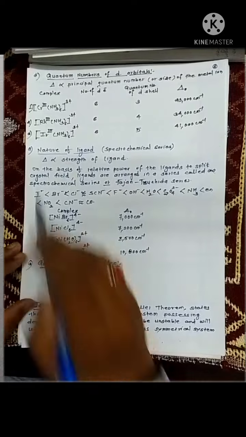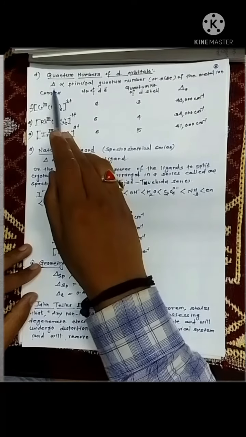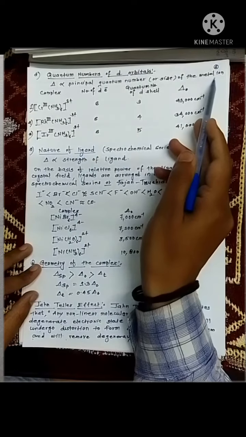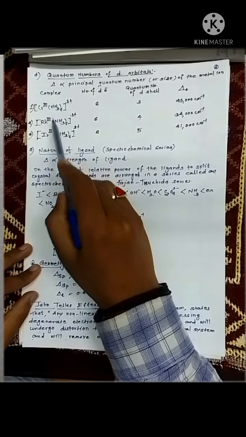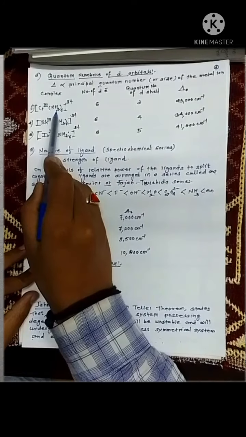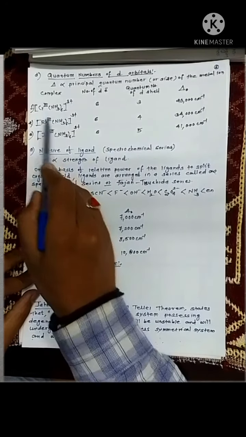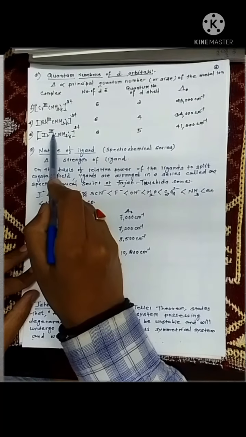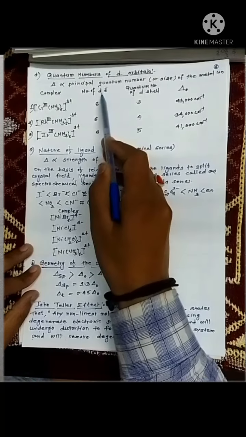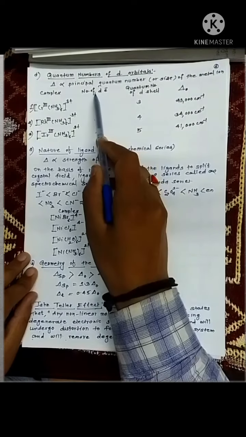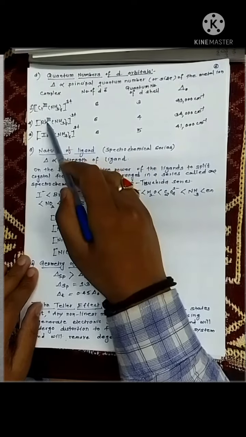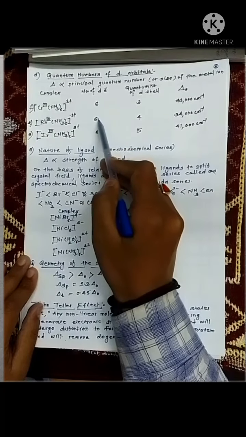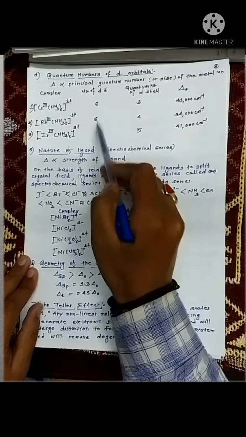Next point is quantum number of d electron. In this case, CFSE is directly proportional to the principal quantum number of the central metal atom. Just see these three complexes, that is hexaammine chromium 3, hexaammine rhodium 3 and hexaammine iridium 3. In this case, if we calculate number of d electron in each metal atom, each metal atom has 6 electrons in d orbital.